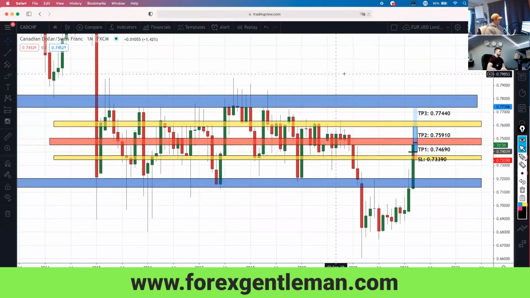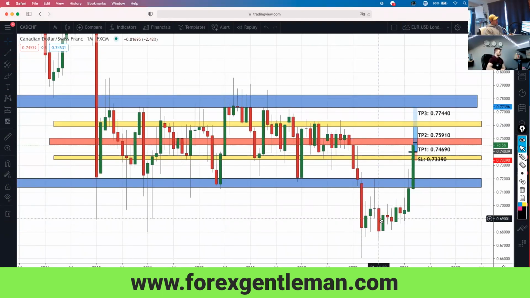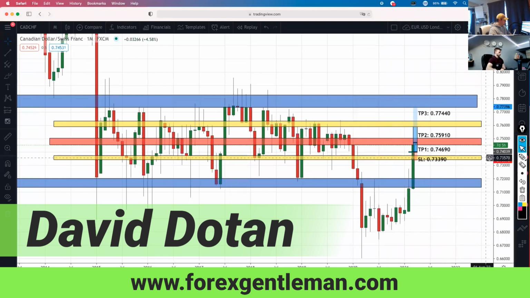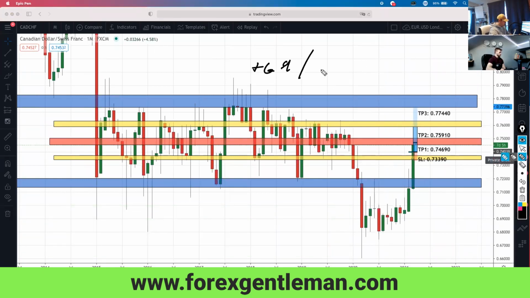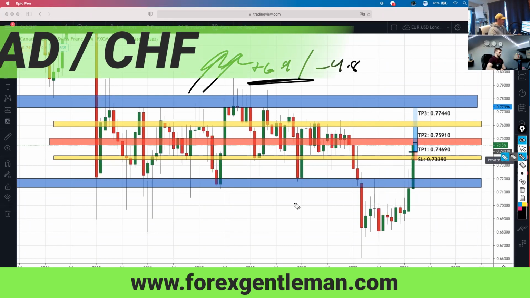Right, so the first pair we're going to talk about is CAD Swiss franc. Let's get right into that. CAD is currently at a positive 6.9. Swiss franc is currently at a negative 4.8. So we know that short-term direction is to the upside, long-term direction to the upside.